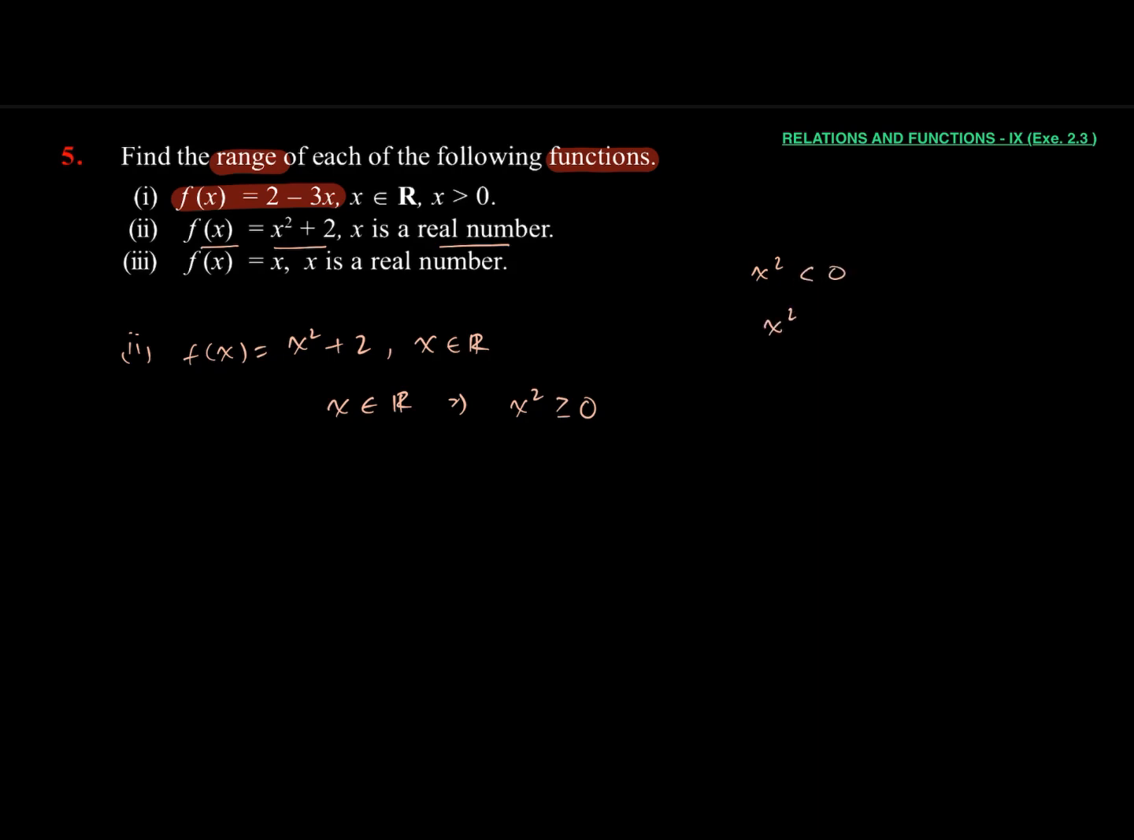Take for example, if the value of x squared is -2, which is not possible. On solving this, we'll have x equal to square root of -2, which is not a real number. So here we'll have x squared greater than or equal to 0. Now adding 2 to both sides, we'll have x squared plus 2 greater than or equal to 2. Again, this very expression is nothing but our function. So f(x) will be greater than or equal to 2. Therefore, the range of this function will be all real numbers greater than or equal to 2, which means the range will be [2, infinity), with 2 included.